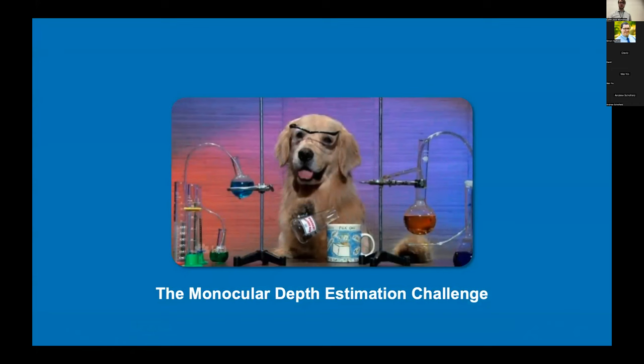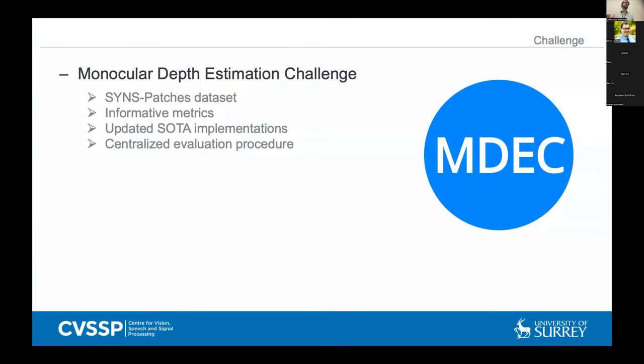Cool, and so now we can get on to the actual monocular depth estimation challenge. Again, as a whole summary, this is based on the SYNS-Patches dataset. We're trying to incorporate some of these more informative or just different style of metrics. And then we're also providing the participants with a set of updated state-of-the-art implementations for existing algorithms, and obviously creating this centralized evaluation where we can make sure that everyone is following exactly the same procedure, evaluating the same images, and again, just trying to make sure that everything is quite consistent.